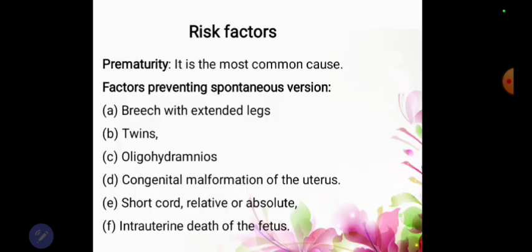Risk factors: prematurity is the most common cause. Factors preventing spontaneous version, meaning difficulty in spontaneous version, include breech with extended legs, twins, and oligohydramnios. The liquor normally allows movement of the fetus in utero, so oligohydramnios will restrict fetal movement. Congenital malformation of the uterus restricts the available space. Short cord means the baby will not be freely mobile. Intrauterine fetal death is also a factor.